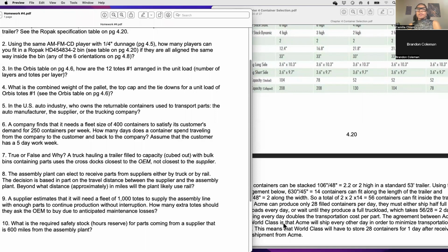What are some of the things that would trigger when it doesn't make sense for a trucker, when it makes more sense for it to be put on a rail car? And again, that's in your reading.